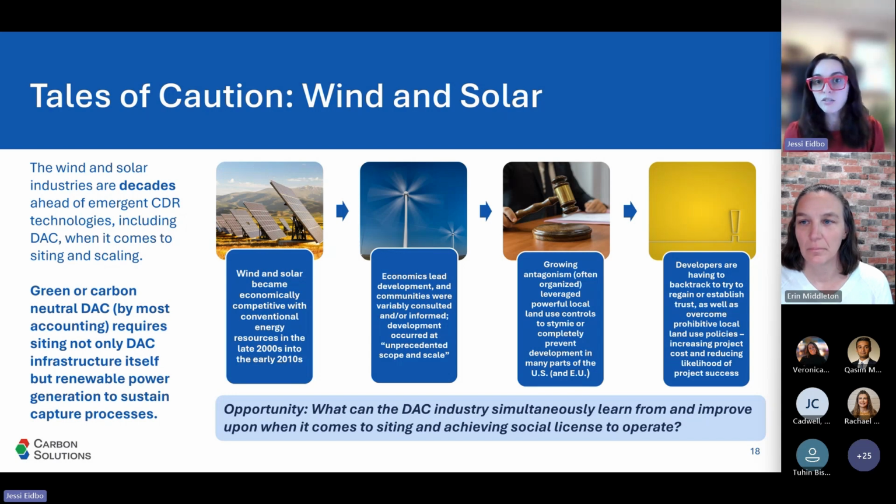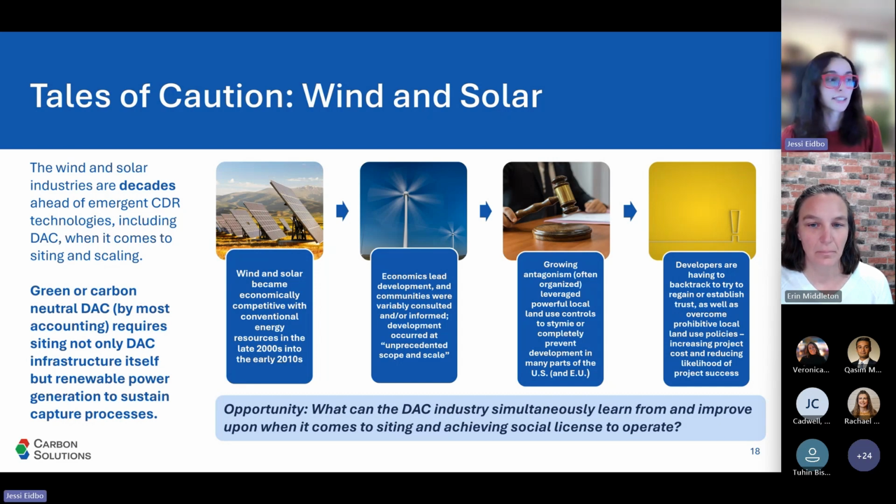wind and solar became economically competitive with traditional and conventional forms of energy generation. So we were looking at coal and natural gas. That was really attractive to the development community. And so we had a boom in the wind and solar industry, with developers who went out and were procuring land leases. In the second box, communities were variably consulted throughout that process. We saw tremendous build out, which was fantastic, occurring at unprecedented scope and scale.